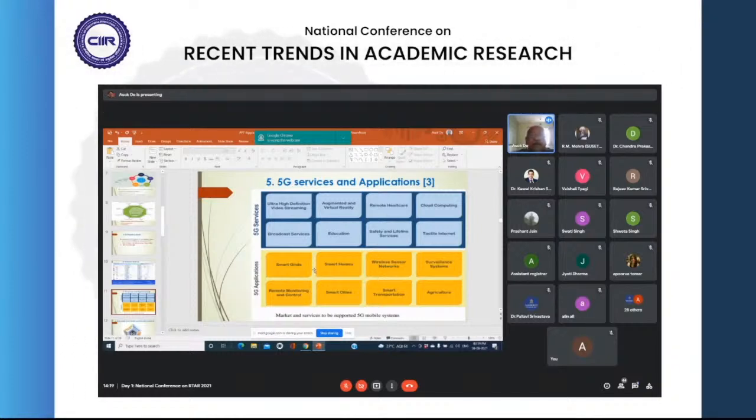Now, what are the different services that will be catered by 5G? The ultra high definition video streaming, augmented and virtual reality, remote healthcare, cloud computing, broadcast services, education, safety and life services, and tactile internet. And the 5G applications will be in the smart grid, smart homes, wireless sensor network, surveillance system, remote monitoring and control, smart cities, smart transports, and agriculture.